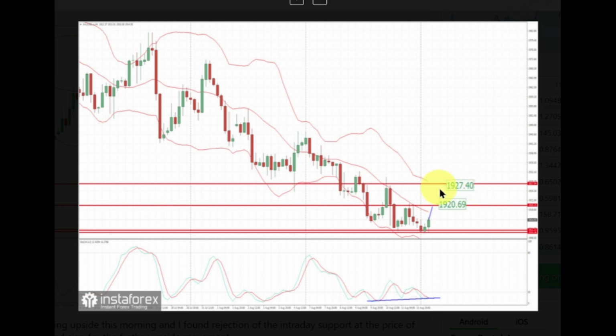Upside objectives are set at the price of 1920 and 1927. Stochastic oscillator is showing oversold condition and fresh bull cross, which is good sign for the further upside movement. Intraday support is set at the price of 1910.